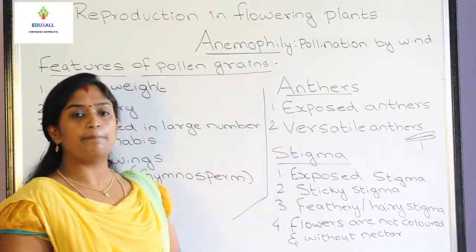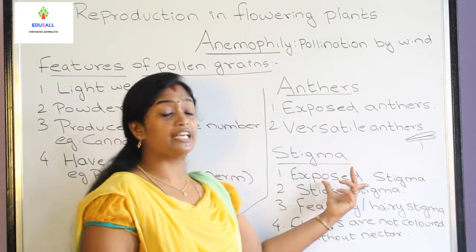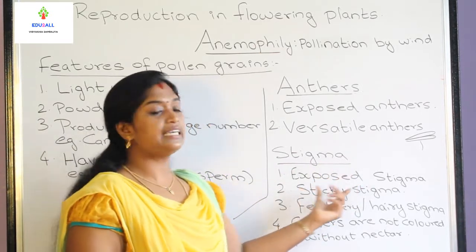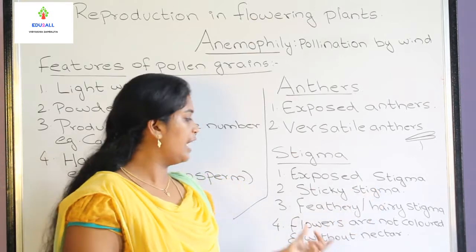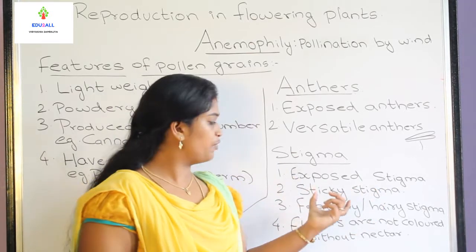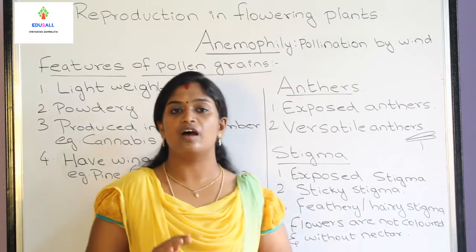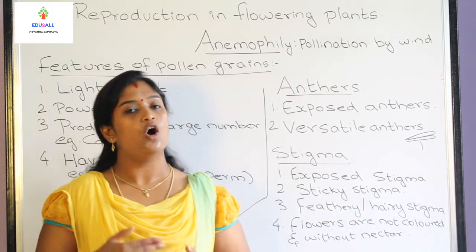Next is the adaptation of the stigma. The stigma must be exposed, as we have seen in the pink flowers, and sticky. The stigma should be sticky, and it should be feathery or hairy. And the fourth thing is that the flowers do not have to be brightly colored, or produce any nectar.